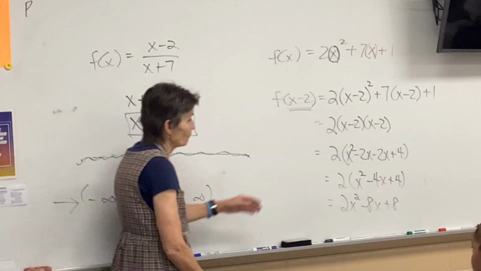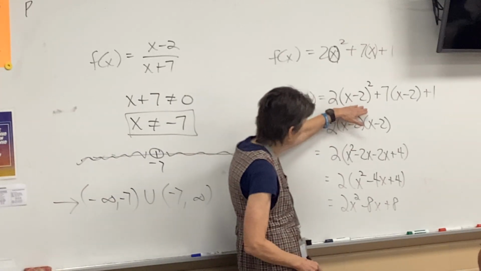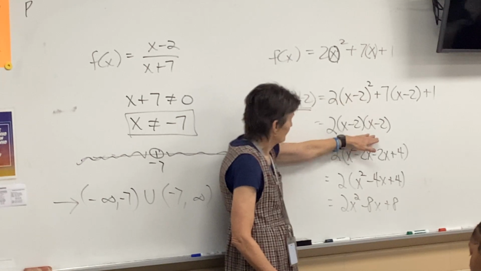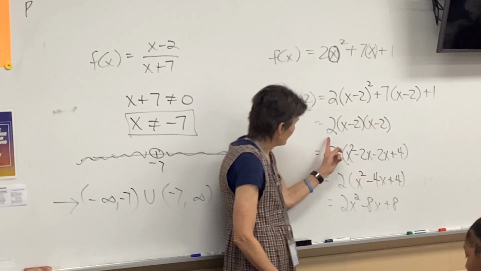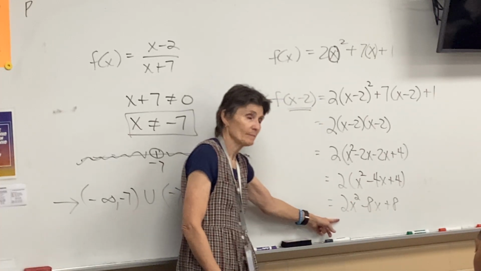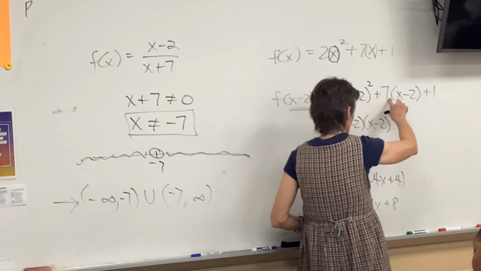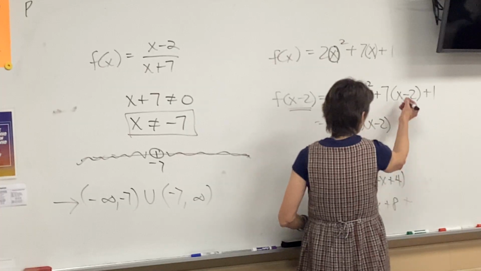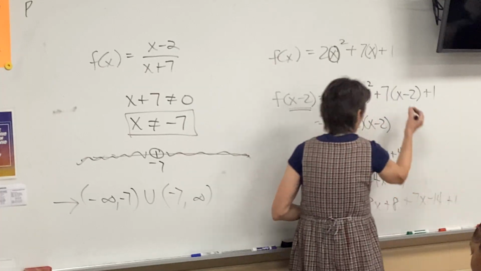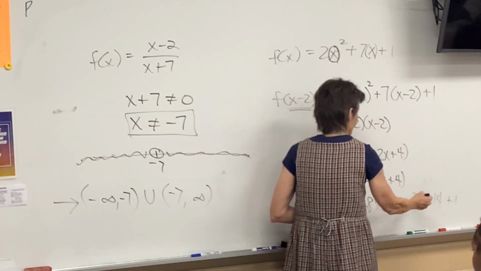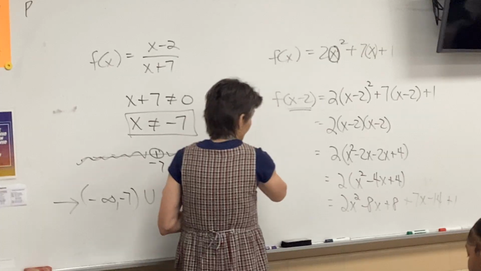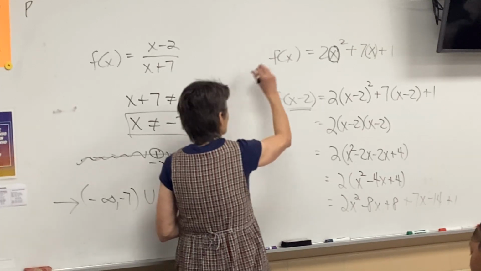All right, everybody good so far? We're not done yet. We're not done. I've just done this part. So that's a FOIL. I FOILed, and then I had to distribute the 2. Is that okay? Everybody with me? I still have to do the plus 7x minus 14 plus 1. So this is a distribute. And then my final answer.